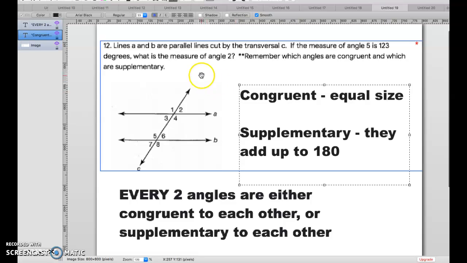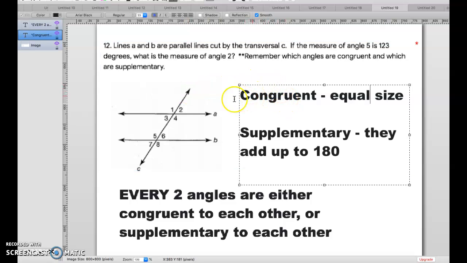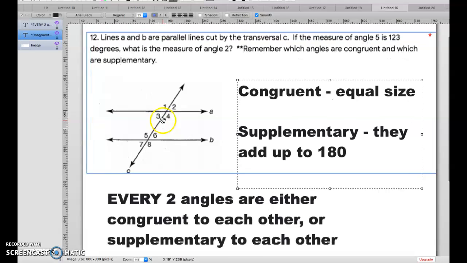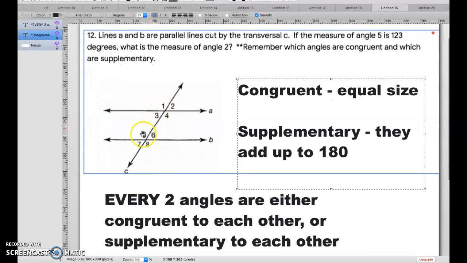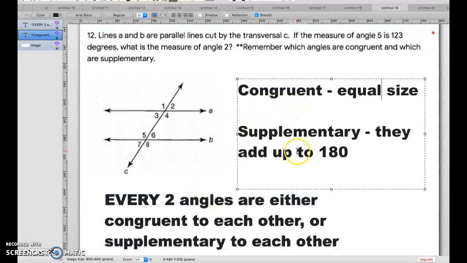Problem 12. Okay, we've got two parallel lines. They're going in the same direction. Both of these lines are cut by a transversal line. Remember, whenever you have this kind of situation, you end up with these 8 angles: 1, 2, 3, 4, 5, 6, 7, 8. Every 2 angles are either congruent to each other or supplementary to each other. Remember, congruent means equal size. Supplementary means the 2 angles add up to 180.